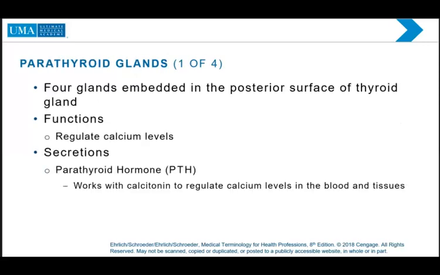4 glands embedded in the posterior surface of the thyroid gland. These glands' functions regulate calcium levels. They secrete parathyroid hormone, abbreviated PTH. And this hormone works with calcitonin to regulate calcium levels in the blood and tissues.